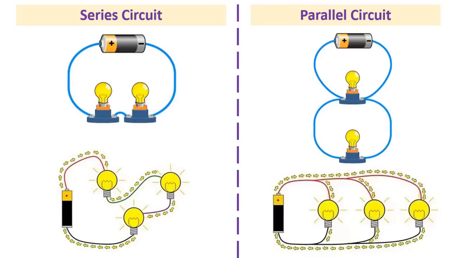In the circuits on the right, the lamps are connected in parallel with the battery. In parallel circuits, all loads have the same voltage. For example, if the battery is 9 volts, this voltage occurs on all lamps.